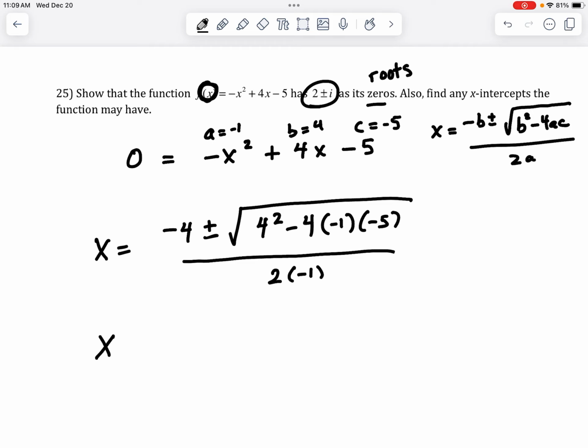Okay, then I need to simplify what's inside the square root. Inside the square root, there's 4 squared, so that's 16. And then it's got 3 negatives in a row, which makes it negative. And then 4 times 1 times 5 is 20. So that means it's going to be the square root of -4. So we've got -4 plus or minus the square root of -4, all divided by -2.